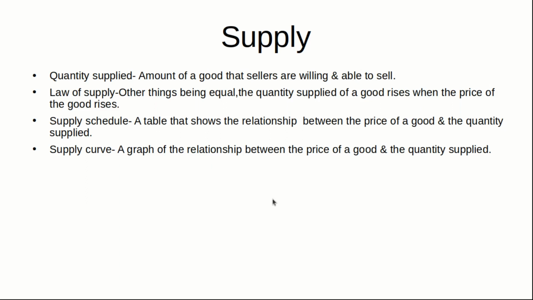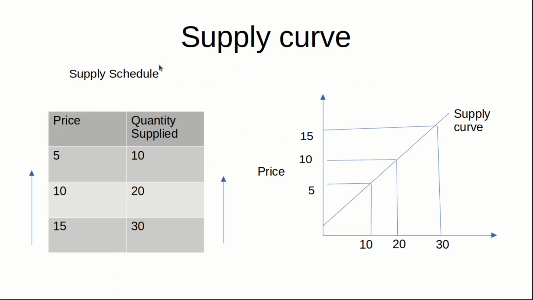Now we move to the next slide. This is the supply schedule, as we discussed the demand schedule. You can see when your price rises, your quantity supplied is increasing. So there is a positive relationship between price and quantity supplied. So the supply curve is upward sloping. Okay. Now we move to the next slide.